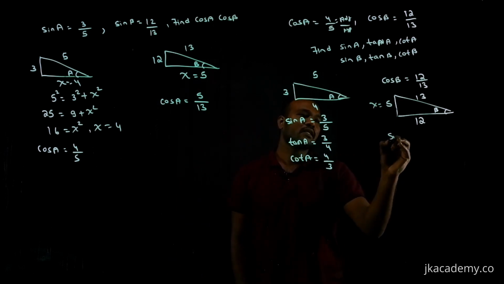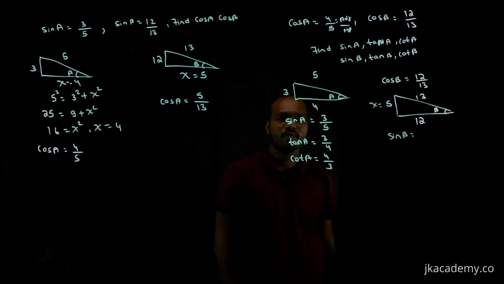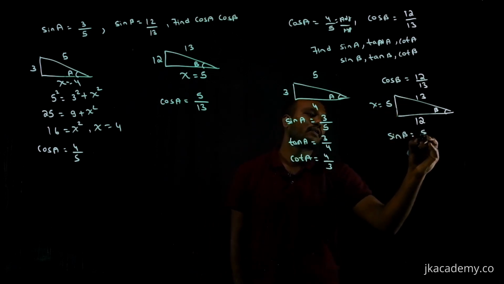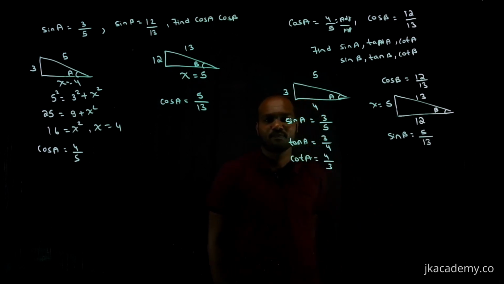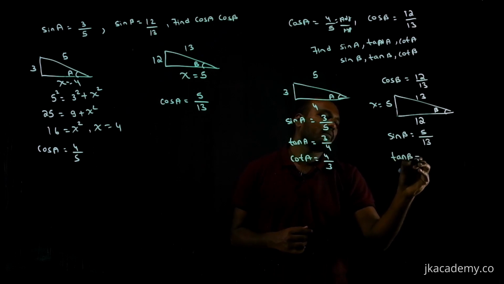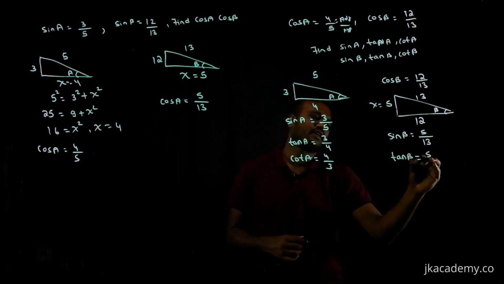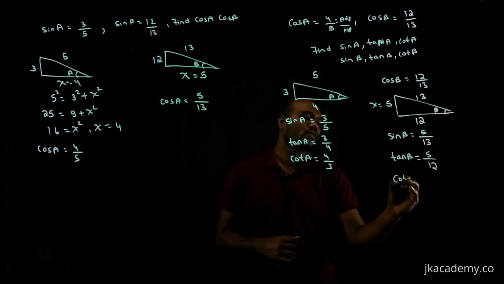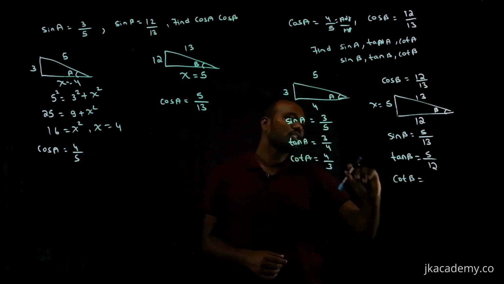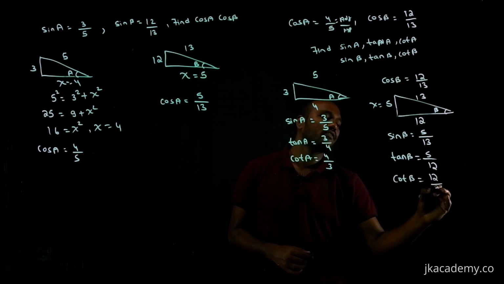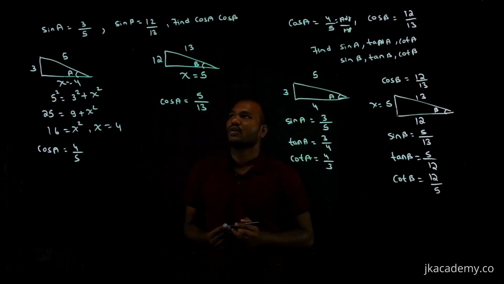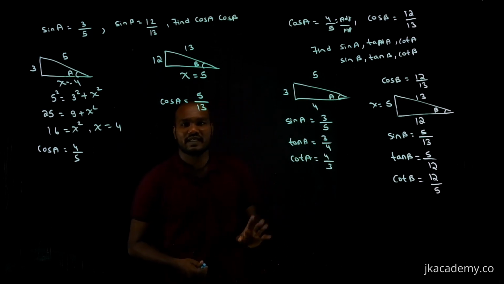Now we have to find sin B. You know how to find sin B? Sin B is nothing but opposite by hypotenuse, that is 5 upon 13. You know how to find tan B? Tan B will be opposite by adjacent, 5 upon 12. You know how to find cot B? Reverse of tan B, that is 12 upon 5. Is it simple? Yes? You should be capable of solving this very easily.